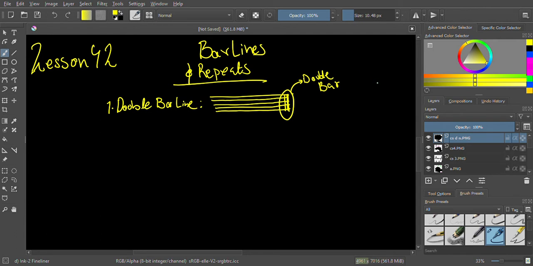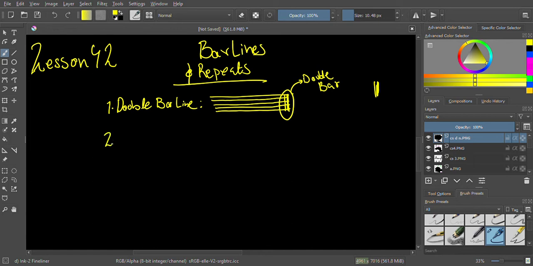So once again, it's one thick line and one thin line to the left of the thick line, like this. Pause the video and soak this in. There's not that much to it. A double bar like this usually only appears at the end of a piece. That's the only reason it should appear.